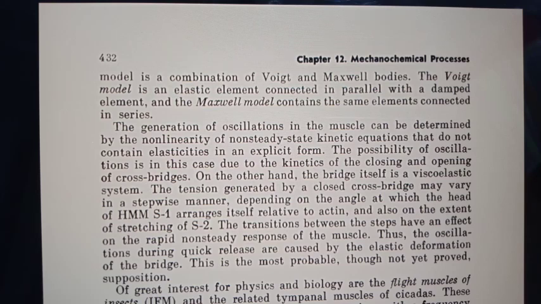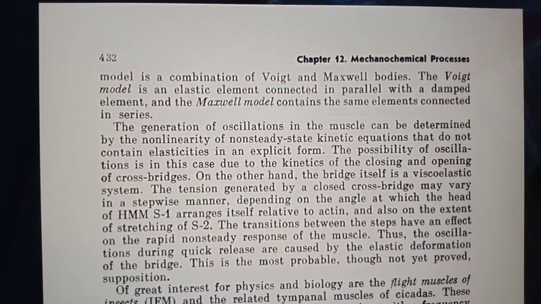The generation of oscillation in the muscles can be determined by the non-linearity of non-steady state kinetic equations that do not contain elasticity in an explicit form. The possibility of oscillation in this case is due to the kinetics of the closing and the opening of cross bridges. On the other hand, the bridge itself is a viscoelastic system.